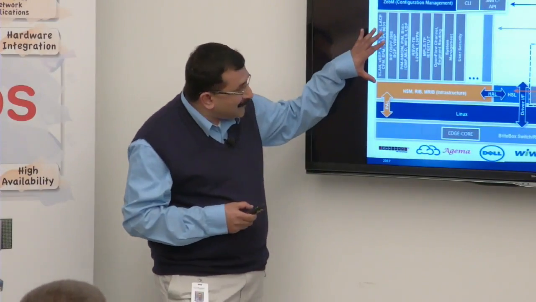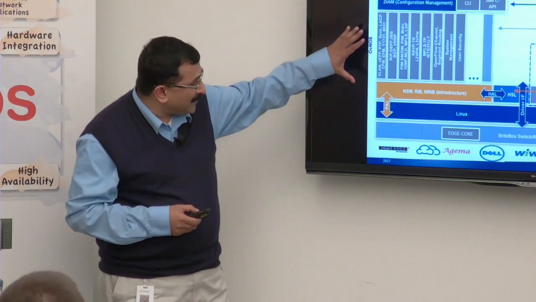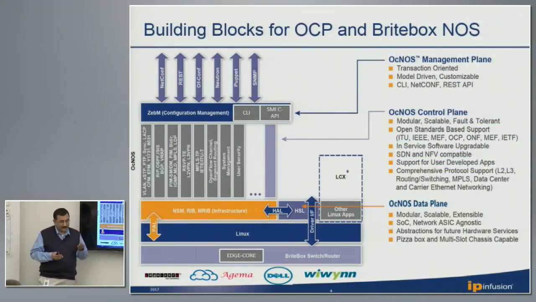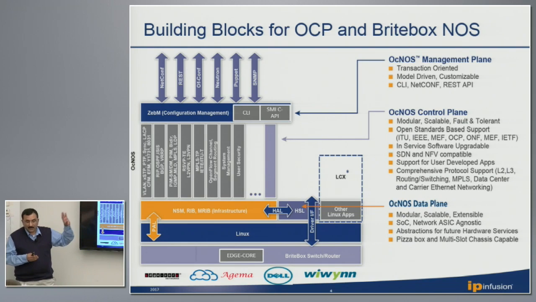So basically, OcNOS, as Tetsuya mentioned, has 3 components. To build any network element, you need 3 components: the data plane integration, the control plane, and the management plane. And high availability middleware, and then the middleware to manage the actual hardware.